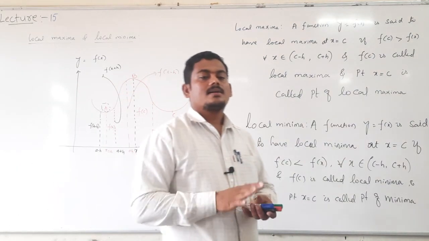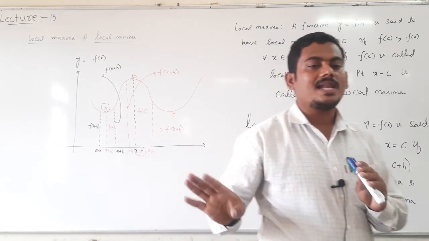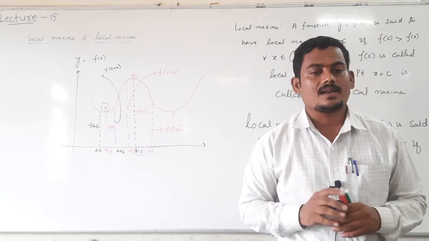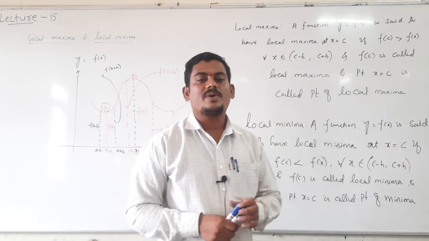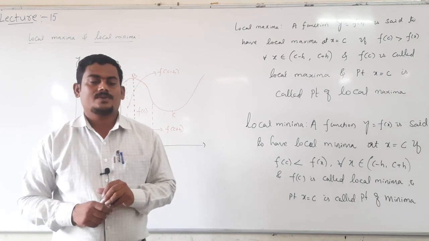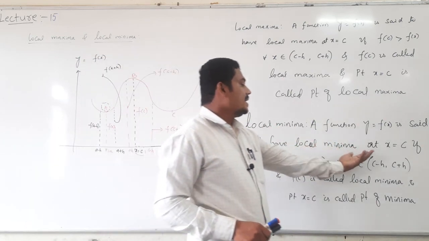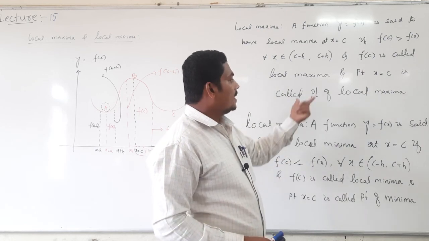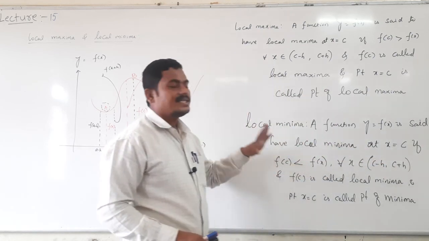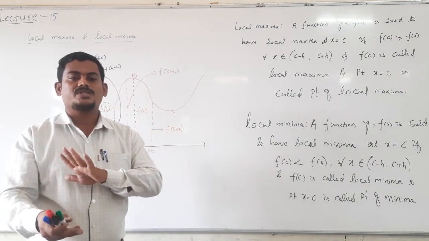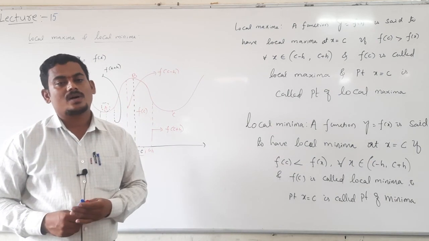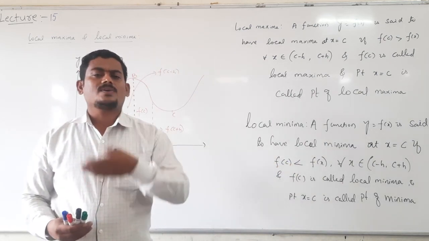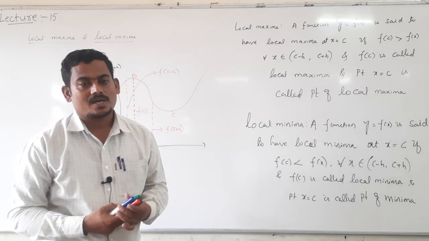Just remember, local maximum and local minimum mean the maximum and minimum values in the given interval. It is not the overall maximum value or overall minimum value. In this interval, f(c) is the minimum value. In some given interval, maximum and minimum values are called local maximum and local minimum.